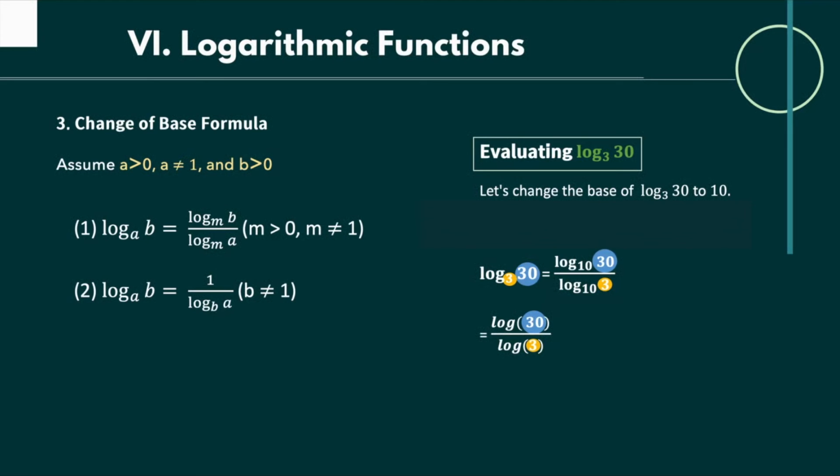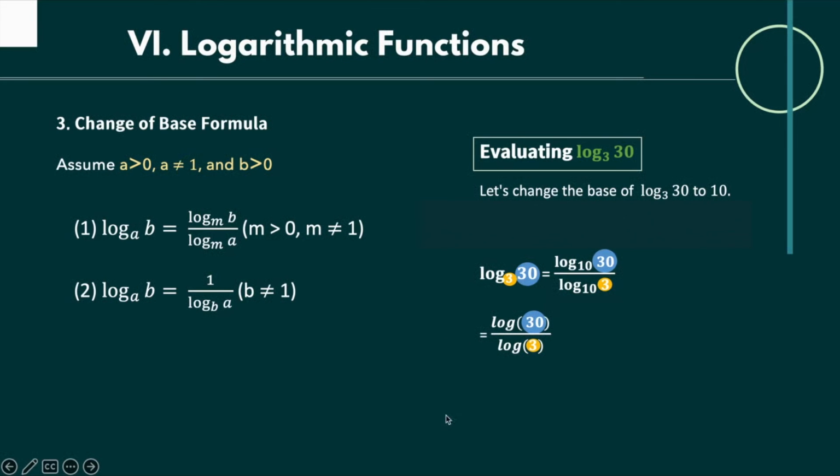Finally, we have the change of base formula. Again, assume that the base a is greater than 0 and not equal to 1, and b is greater than 0 as well. First, log base a of b is equal to log base m of b over log base m of a, where m is greater than 0 and not equal to 1. Second, log base a of b is also equal to the reciprocal of log base b of a, so we're switching the logarithm and the base, to say 1 over log base b of a, and b is not equal to 1.